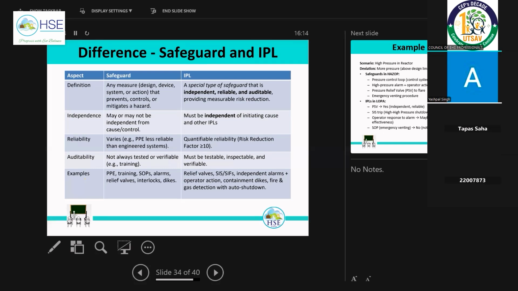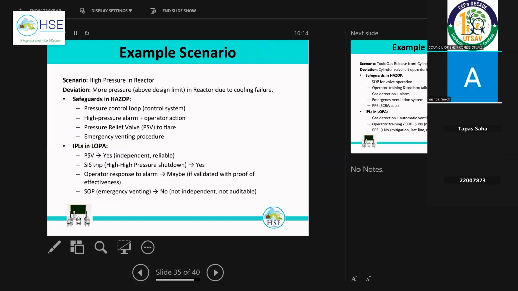So examples of safeguard: PP, training, SOP, alarm, relief valve, interlocks. For IPL: relief valve, SIS, SIF, independent alarms for operator action, containment like dikes, fire and gas detection with auto shutdown, and all these things, right? So these are the basic differences.